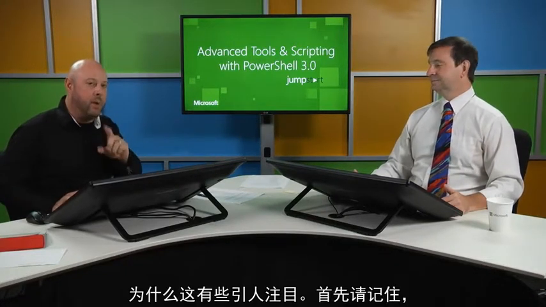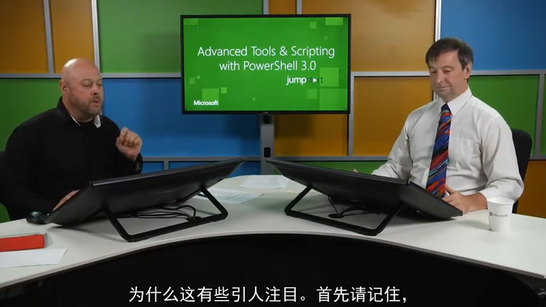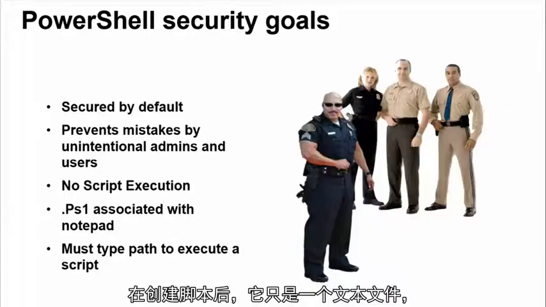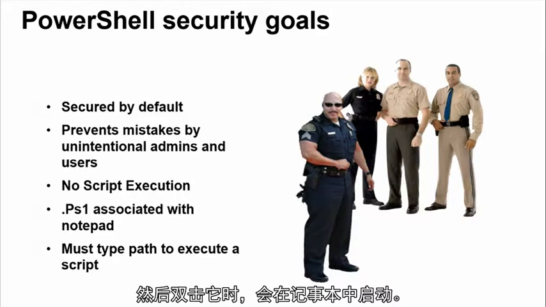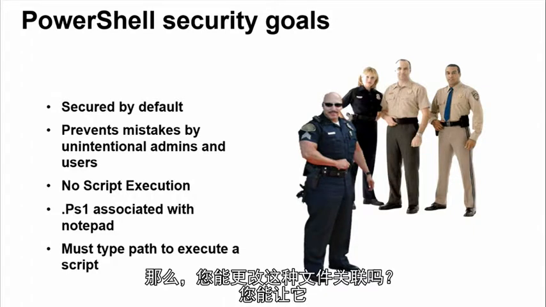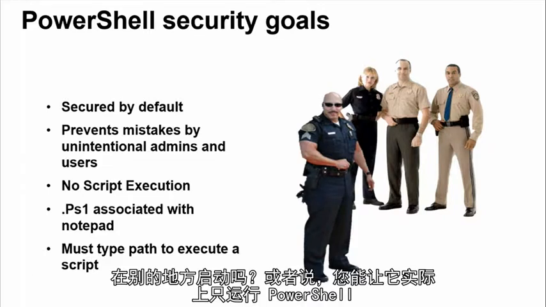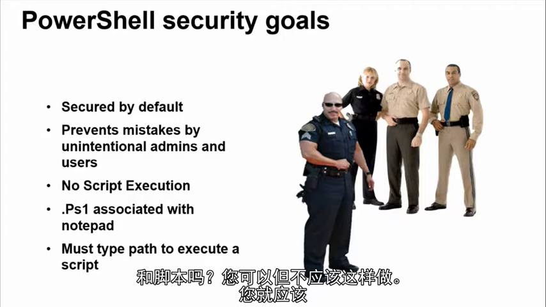Guys, let me show you why this is kind of spectacular. First of all, keep in mind that when you make a script, it's just a text file, and what's going to happen is you double-click it, and it launches in Notepad. Could you change that file association? Could you make it launch in something else, or make it actually just run PowerShell and run the script? You can, but you shouldn't. You should just leave that alone.